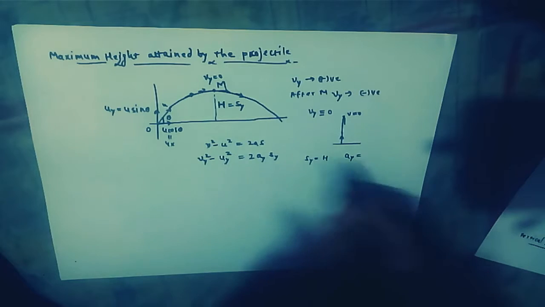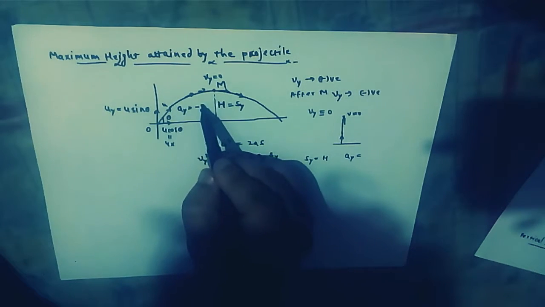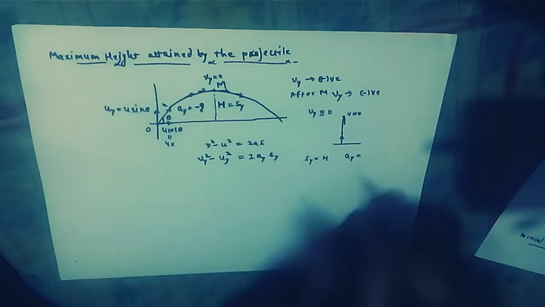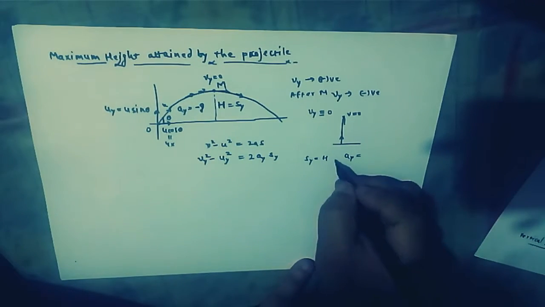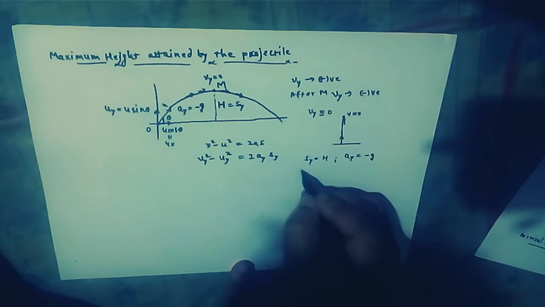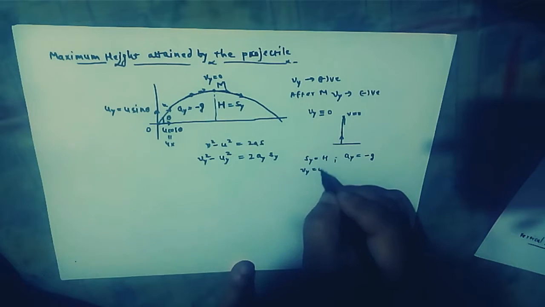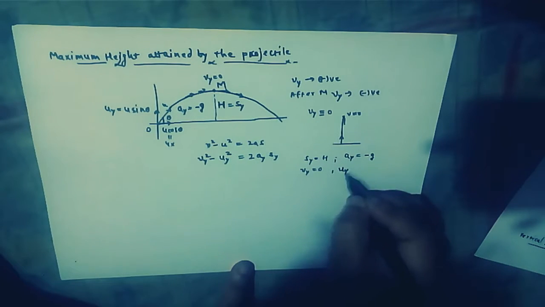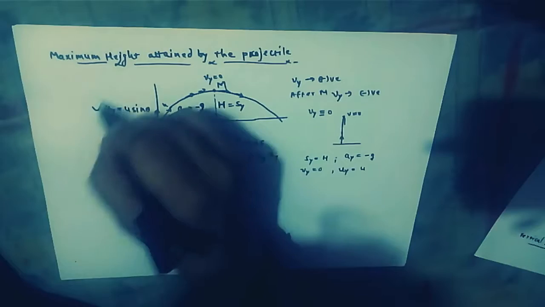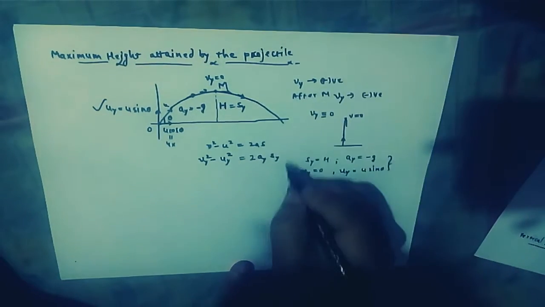Ay we already know is minus g. Acceleration along y-axis is minus g because the body is under the influence of gravity alone. So ay is minus g. And what is the velocity along y-axis at point M? That is 0, that we know. And the initial velocity, that was u, that is the u sin theta. So you put all these values here and find out.